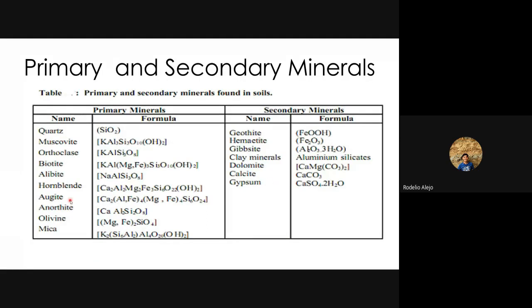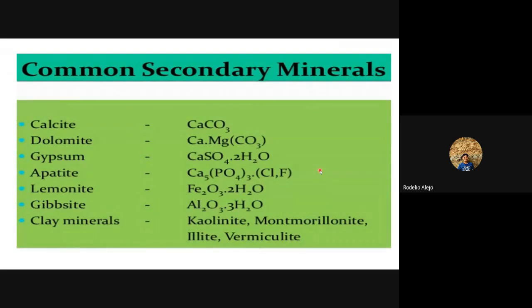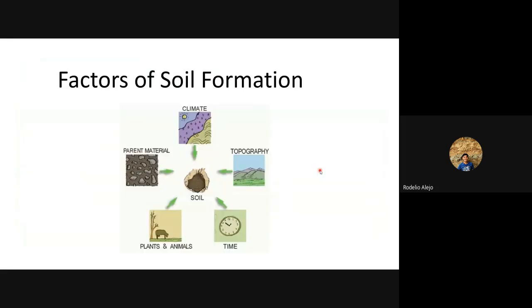So here is a sum of example of primary and secondary minerals with respect to their chemical composition or formula. So quartz is SiO2 and such. Goethite is iron oxide with hydroxide, or FeOOH or FeO2H. Okay. So ito yung dolomite natin. It's carbonates of calcium and magnesium. So here are the other examples of secondary minerals that is very common. So that's all about the rocks and minerals.